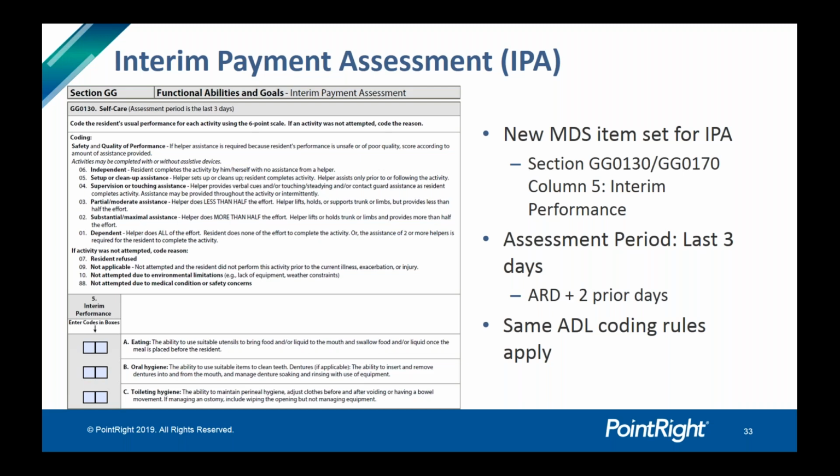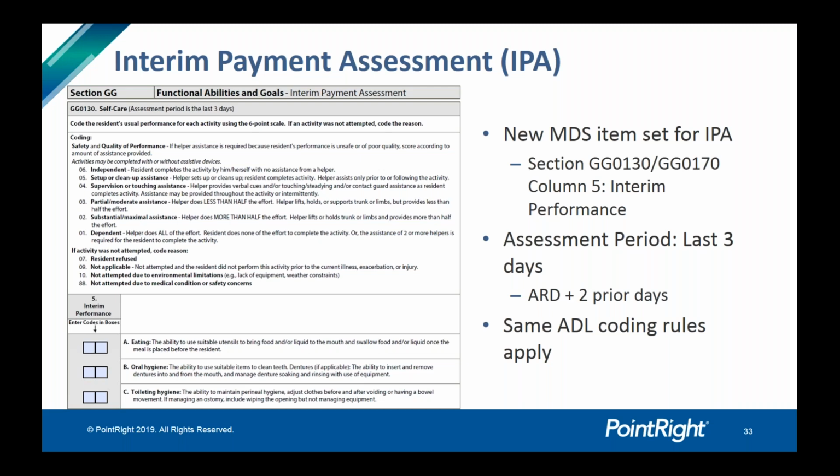There's going to be a new column, column 5, for interim performance. So the assessment period is still going to be the same for Section GG. It's going to be the 3 days ending with the ARD, so ARD plus the 2 days before it.